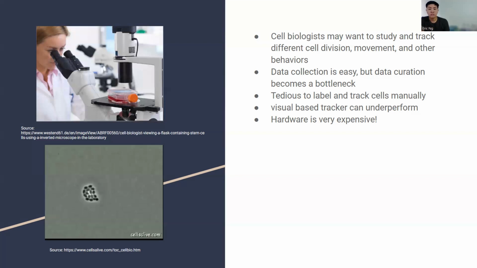Another solution is hardware, where they could keep track of cells, but hardware becomes really expensive, especially as these cells become harder and harder to see. You need better hardware, which can cost upwards of thousands of dollars.